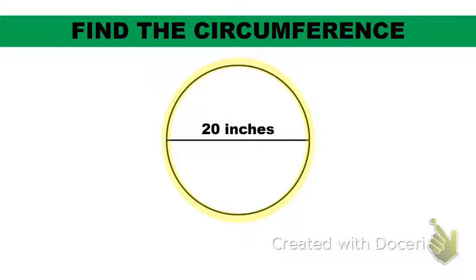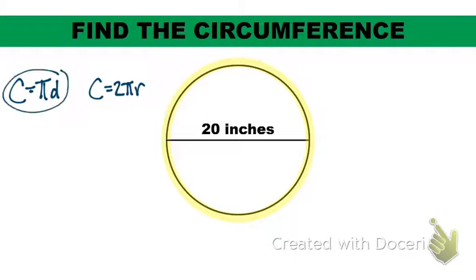All right, on this problem, they want us to find the circumference again. So we have circumference equals pi times diameter, or circumference equals 2 times pi times radius. They gave us the diameter, so we're going to use this formula here. So circumference equals pi times 20. So the circumference is 20 pi. Again, that's what should be on your calculator screen.